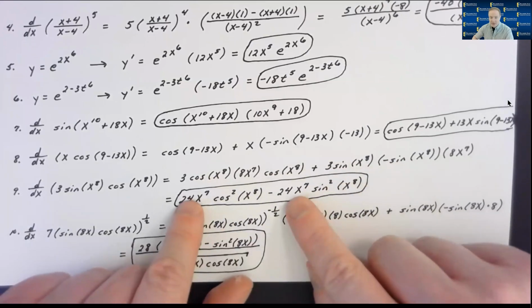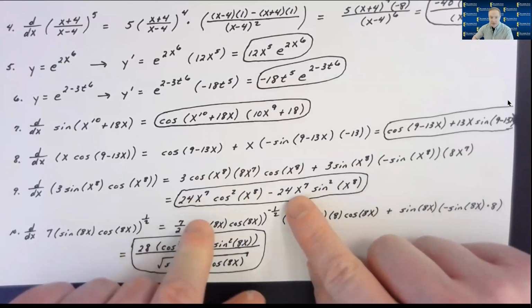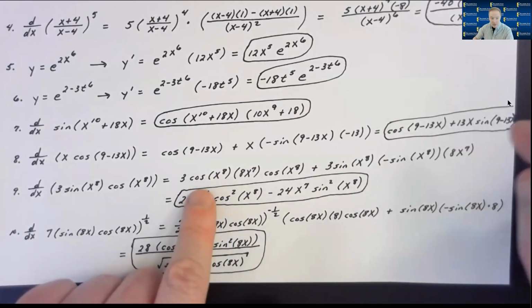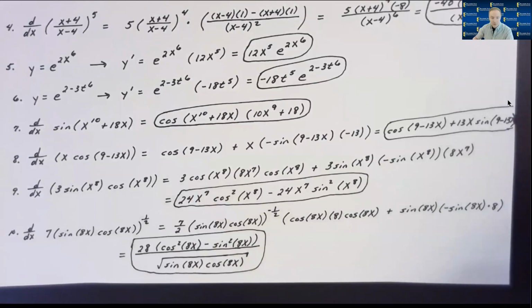I could have factored out the 24x to the 7th. I chose not to in this case. And Achieve accepted that answer, no problem.